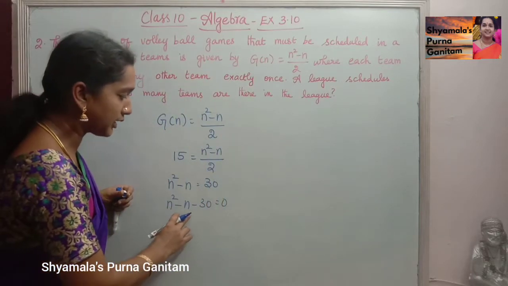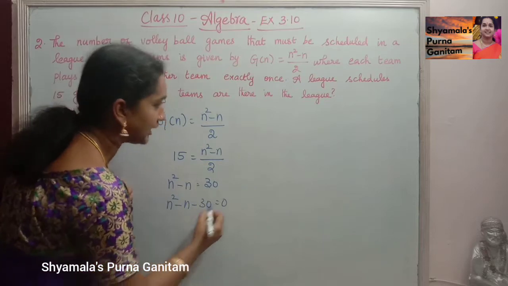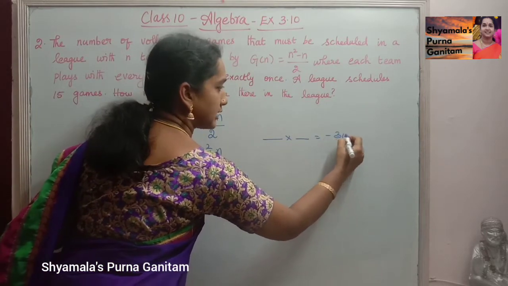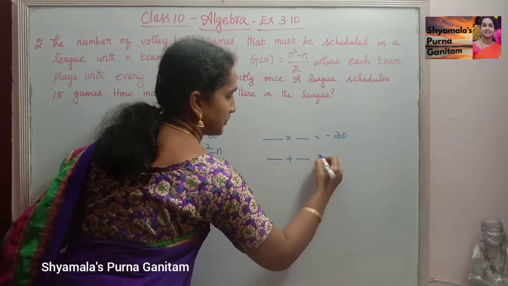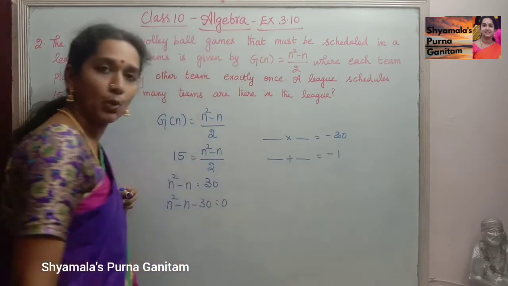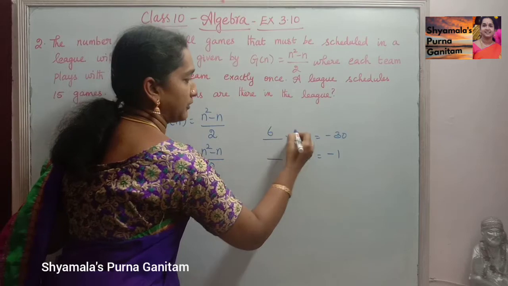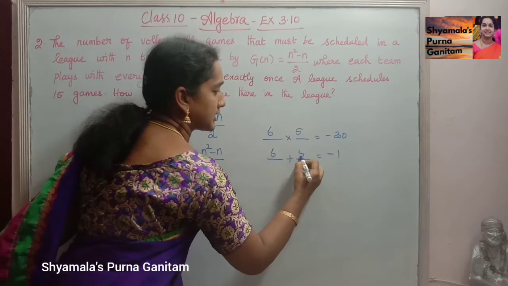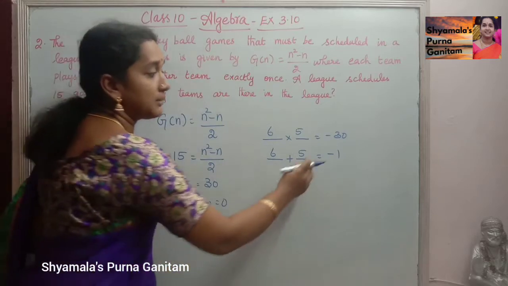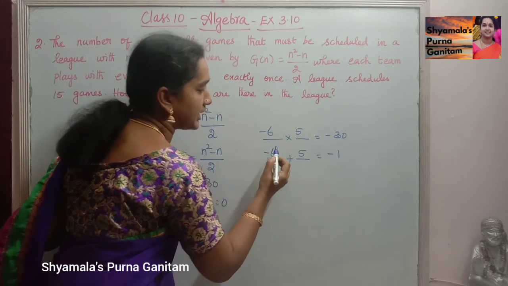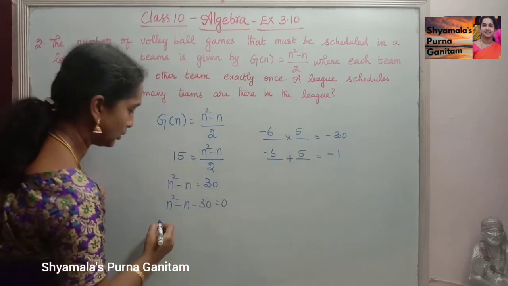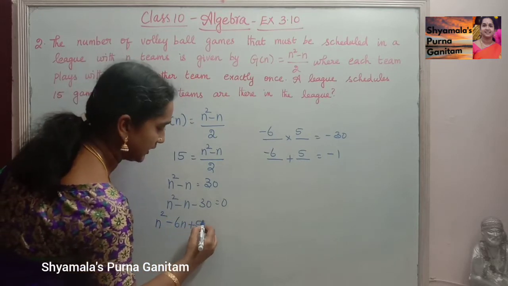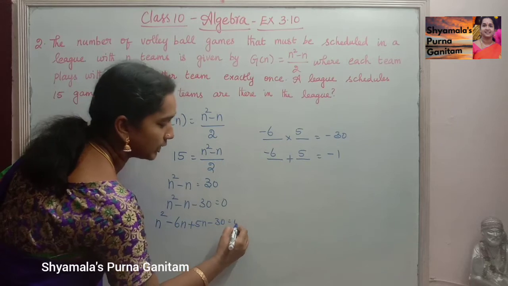So here n squared minus n minus 30. We need two numbers whose product is minus 30 and whose sum is minus 1. If we take 6 and 5, 6 fives are 30, and when we subtract 6 and 5, it is 1. Here minus is there, so we put minus for the bigger number. So n squared minus 6n plus 5n minus 30 is equal to 0.